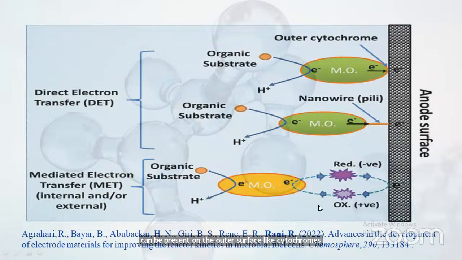For mediated electron transfer, in many microorganisms direct transfer is not possible. So we need to add mediators, certain organic compounds which can exist in both reduced and oxidized states, so that they can carry electrons from the microbe to the anode. That way we need to design the system so that the electron transport from the microbe to the anode is efficient.